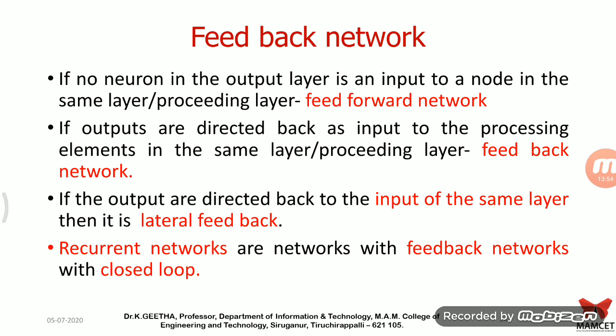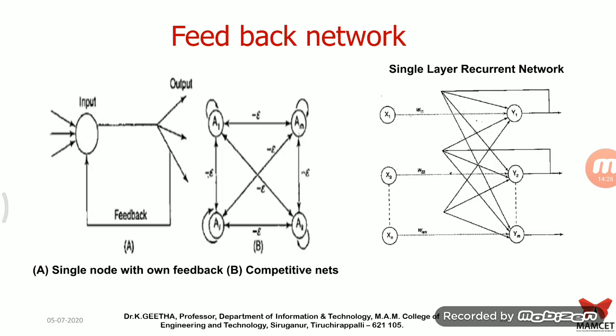In a feedback network, if no neuron in the output layer is an input to a node in the same layer or preceding layer, it is known as a feed-forward network. If outputs are directed back as input to the processing element in the same layer or preceding layer, then it is known as a feedback network. If the outputs are directed back to the input of the same layer, then it is lateral feedback. Recurrent networks are feedback networks with closed loop.